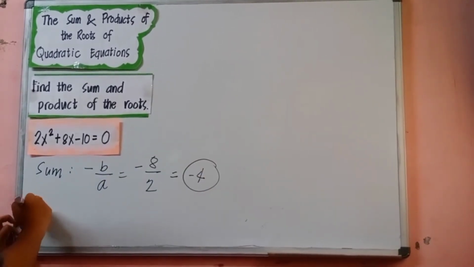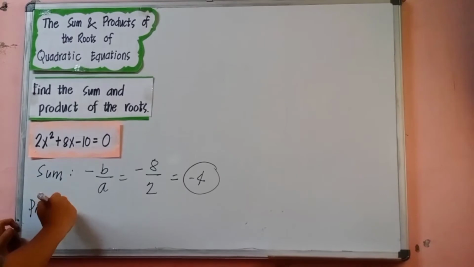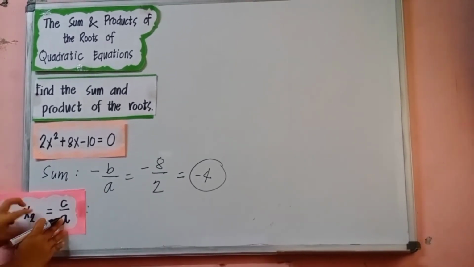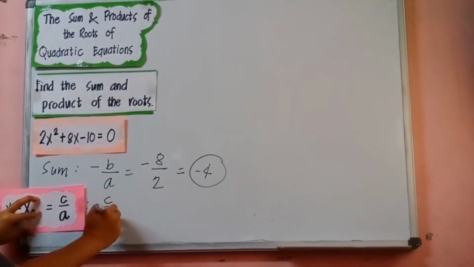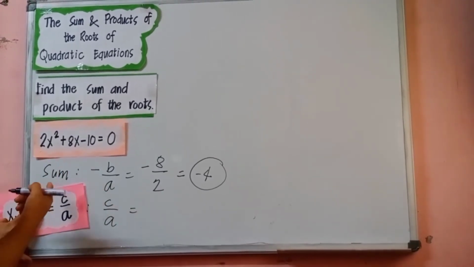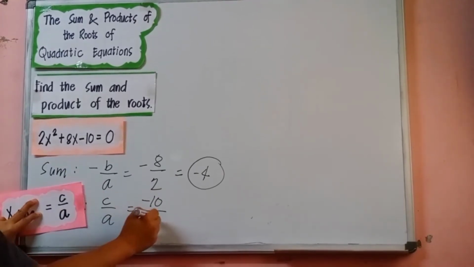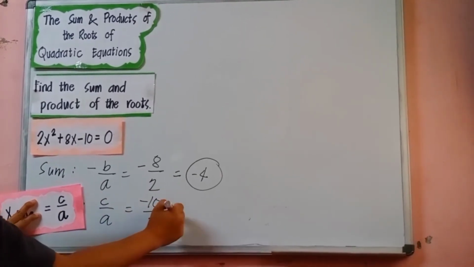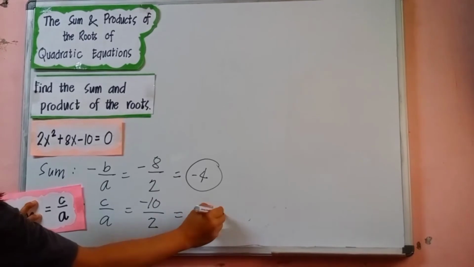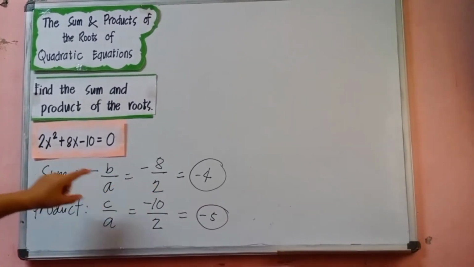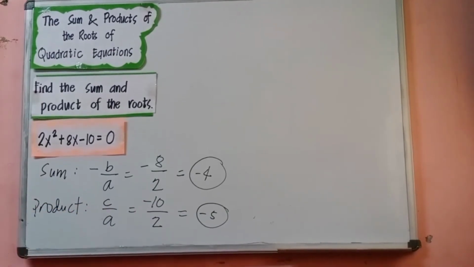To get the product, we simply make use of the idea that the product of the roots is c over a. And from the given, we have c is negative 10 over a, which is 2. Now, negative 10 divided by 2 is negative 5. So the sum of the roots of this equation is negative 4, while the product of the roots is negative 5.